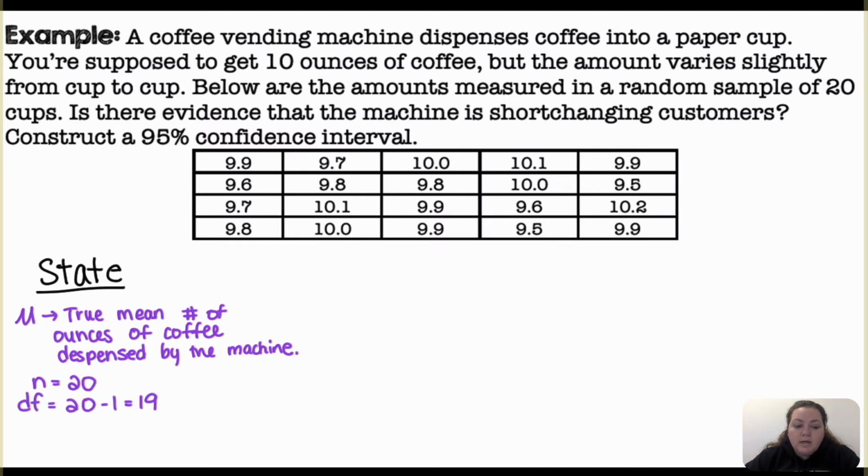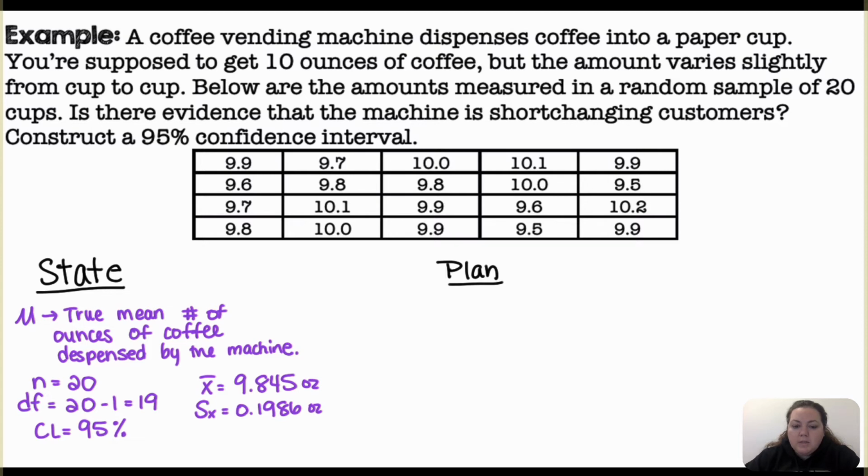n was 20. Degrees of freedom is n minus 1, so 20 minus 1 would be 19. My confidence level is 95%. x bar, the sample mean when I put all those data values in, is 9.845 ounces. The sample standard deviation is 0.1986 ounces. Remember that you can get that if you put all the data in. You can go to stat, calc, 1-var stats, and you can get the mean and standard deviation. You can also get it when you do the one sample t interval in your calculator.